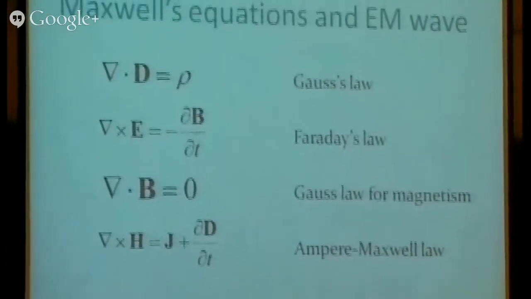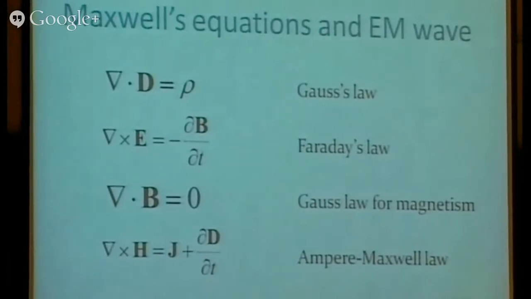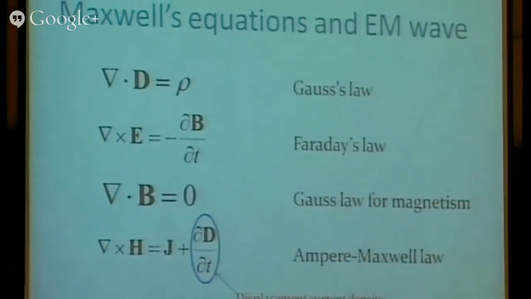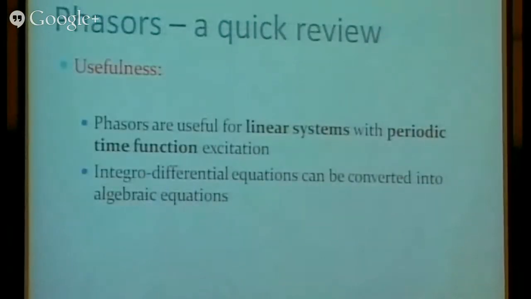So let us have a quick review of Maxwell's equations. So this is Gauss law, and this is Faraday's law, law of no magnetic monopoles, and Maxwell Ampere law. And we know that this is displacement current density. So I'm sure you recollect these equations. We will have to write this in phasor representation a little later. So for that, we'll have a quick review of phasors.